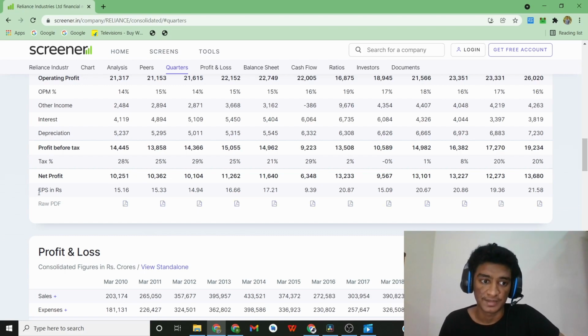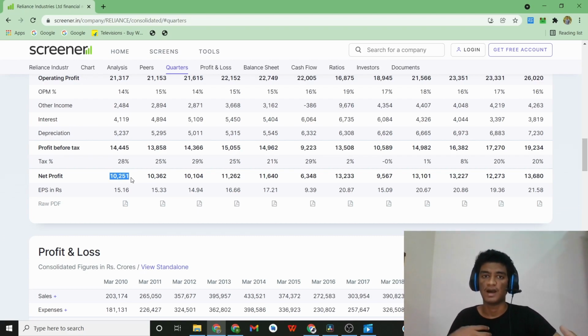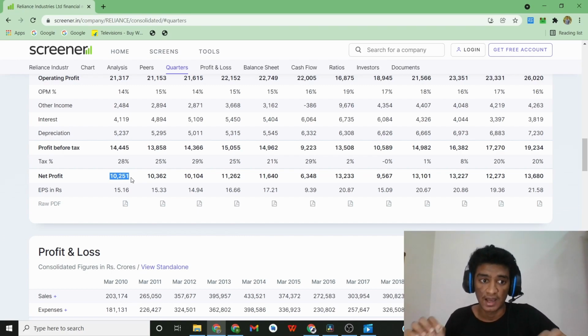Okay, next you have EPS. Now, what is EPS? EPS stands for earnings per share. How do you calculate this? When you divide the net profit by your total number of outstanding shares, you get EPS. Let me simplify this. Here, the net profit was 10,250 crores. You divide it by the total number of outstanding shares, which is the total shares issued by the company. For example, I own 10 shares, you own 100 shares, someone else owns 1,000 shares. When you combine all these outstanding shares and divide the net profit by the total number of outstanding shares, you will get a figure, right? That is called EPS.